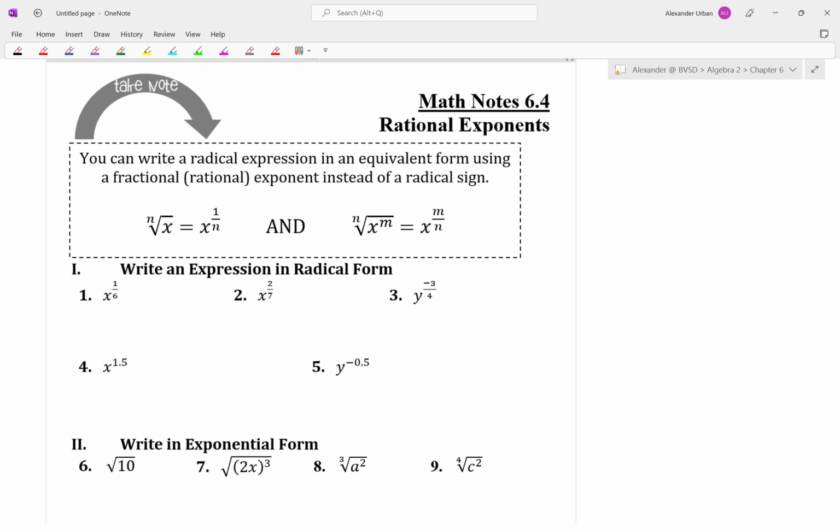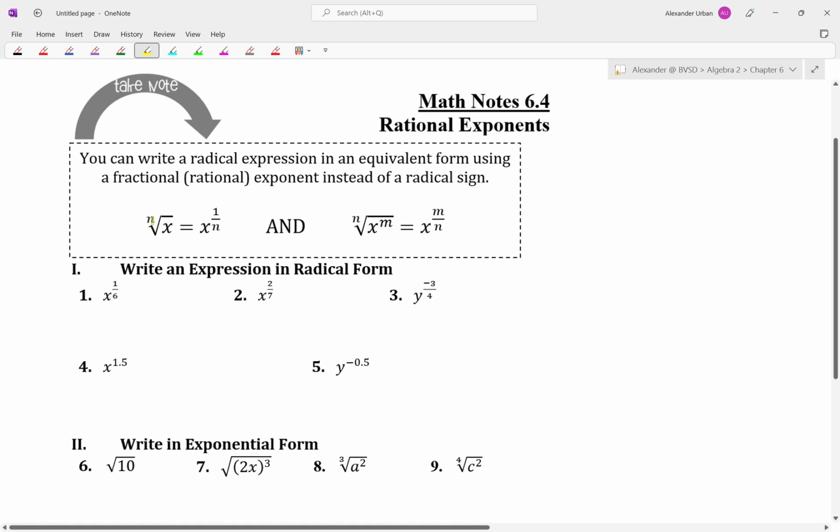For today's lesson, we're going to be working on 6.4, which is rational exponents. So essentially, we're going to be changing a radical expression into a fractional exponent instead of using that radical sign. So you can see here with the index of n, or the root n of x, is equal to x to the 1 over n power. And so this is important.